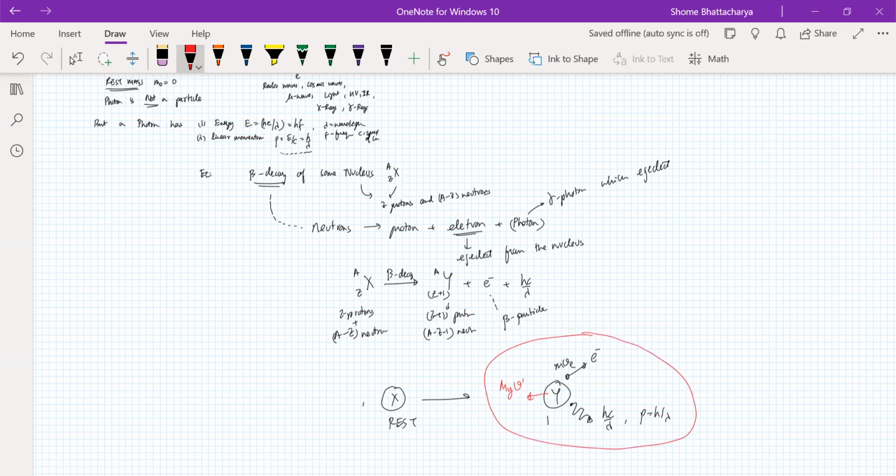So what will happen is that this system's total momentum will be conserved. So it will be 0. So mass of the daughter nucleus into whatever velocity it has, vector sum of that with mass of the electron into velocity of the electron plus the momentum of the photon, this vector sum will have to be 0. So this is a typical application of momentum conservation in nuclear physics where we are seeing a beta decay.